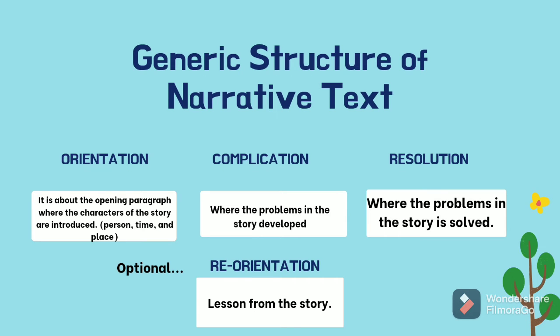There are some generic structures of narrative text. First is orientation. Orientation is the opening paragraph where the characters of the story are introduced. The second is complication, where the problem in the story is developed, and the third is resolution, where the problem in the story is solved, and the last is reorientation.